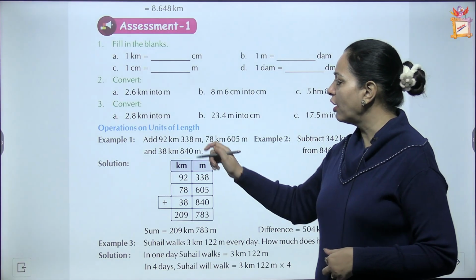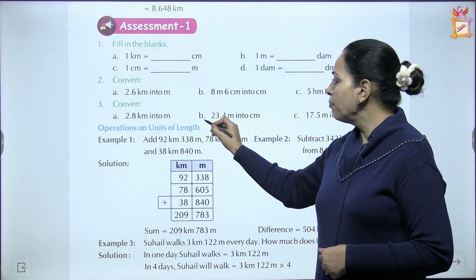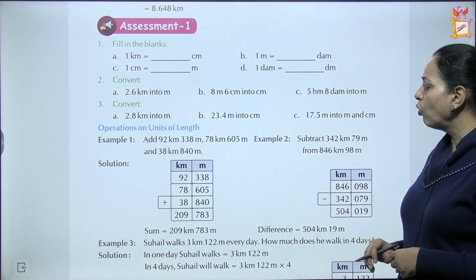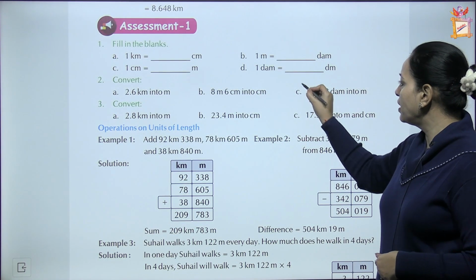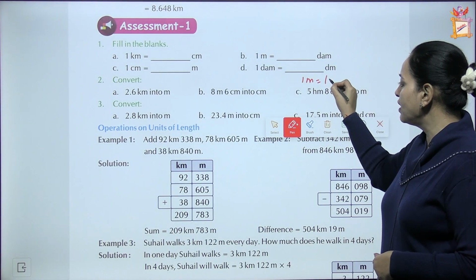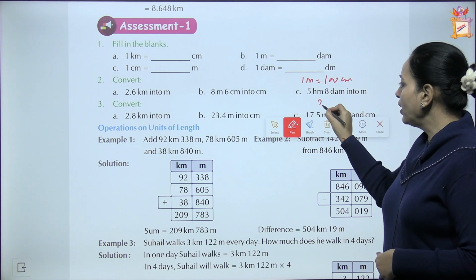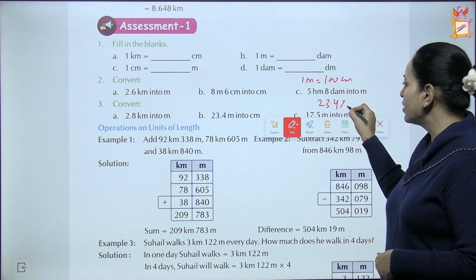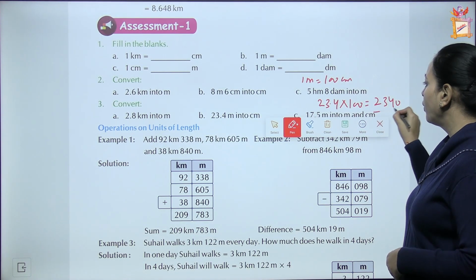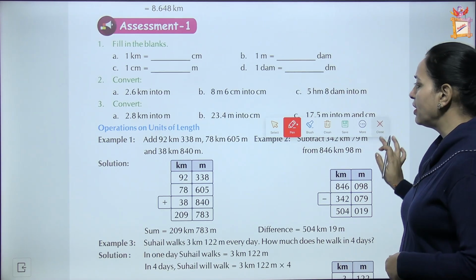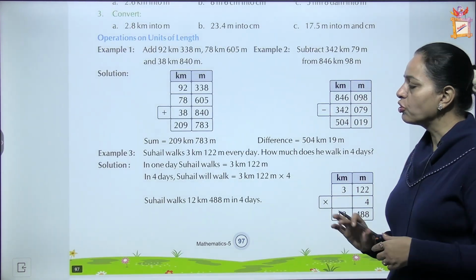The third one, convert, like here in part B, 23.4 meter into centimeter. So we know 1 meter equals 100 centimeter. So 23.4 meter, this is into 100. So that is 2340 centimeter.